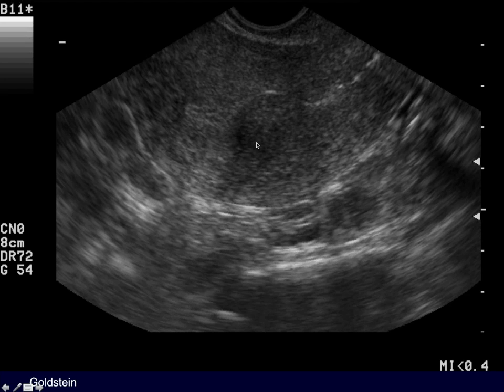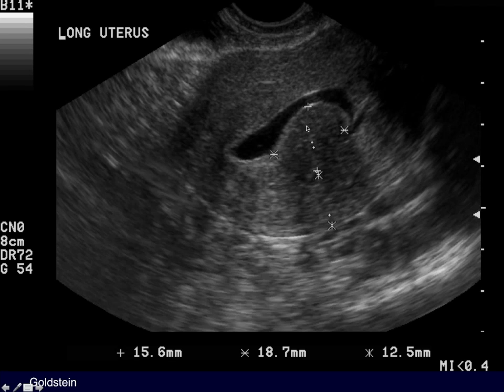Is she a candidate for resection? We put some fluid in here, and you can see that the myoma ends here, and from the back of the myoma to the serosa was 12.5 millimeters. So there's plenty of room and safety to do a myometrial myoma resection.